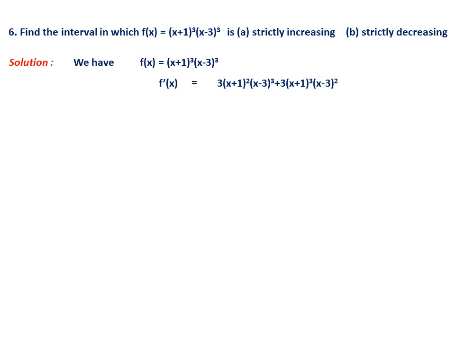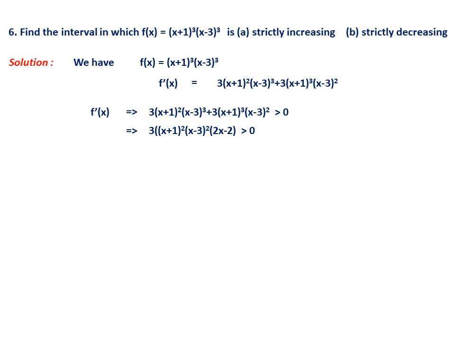Using the product rule, first differentiate (x+1)³, so 3(x+1)² times (x-3)³ as it is. Second, differentiate the second one, so 3(x+1)³(x-3)². Now f'(x) should be positive for increasing, that is 3(x+1)²(x-3)³ + 3(x+1)³(x-3)² is positive.